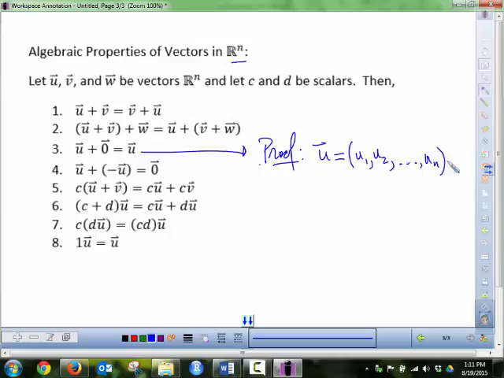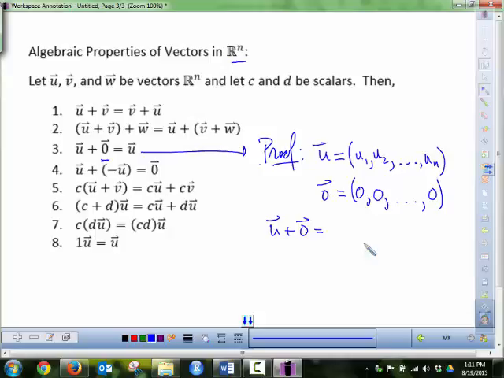I have an n-dimensional vector u, and the 0 has a little arrow on top, so I know that's a zero vector, not the zero scalar. So a zero vector is going to look like this, where there are n of them, and then u plus the zero vector is going to be adding this component-wise.